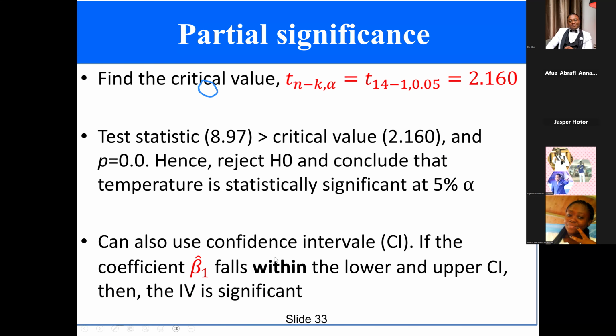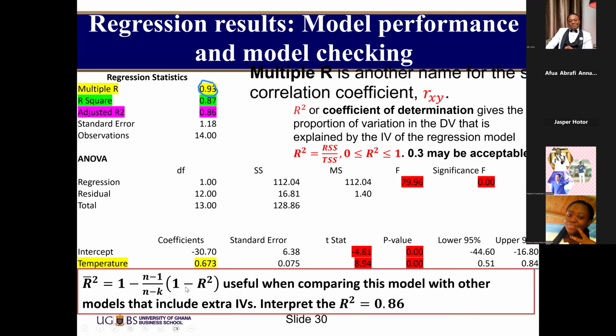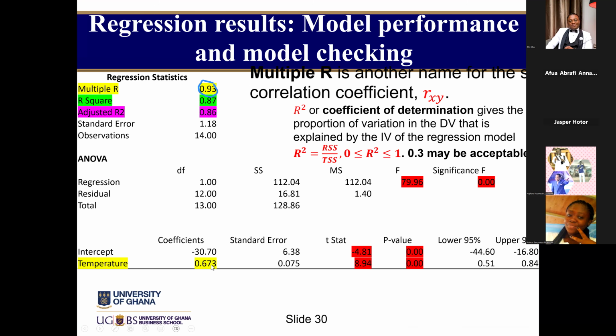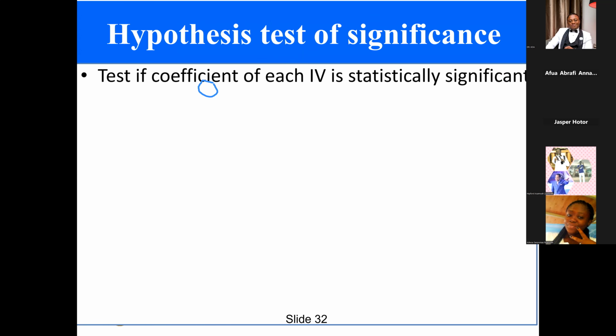You can use a confidence interval as well. And this is a rule. Anytime the coefficient falls within the confidence interval, the lower and the upper, then the variable is significant. Now look at our own. Look at temperature. It's 0.673. Look at the confidence interval. It's between 0.51 and 0.84. The coefficient of temperature, 0.673, falls within. And once it falls within, it is significant. And that is how you conclude with that.